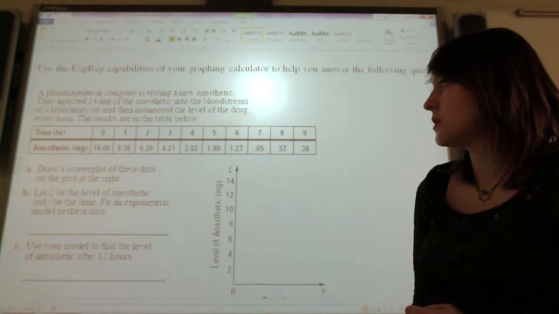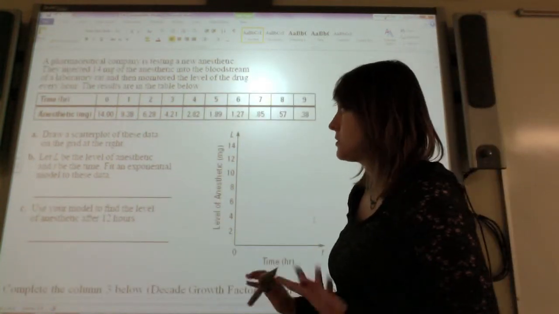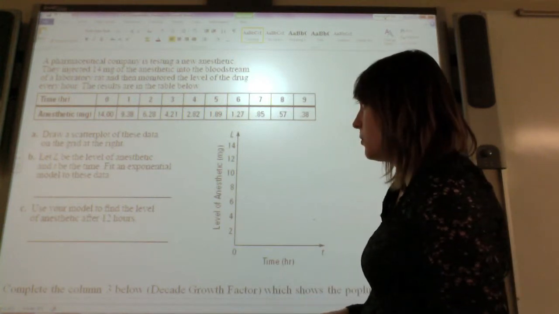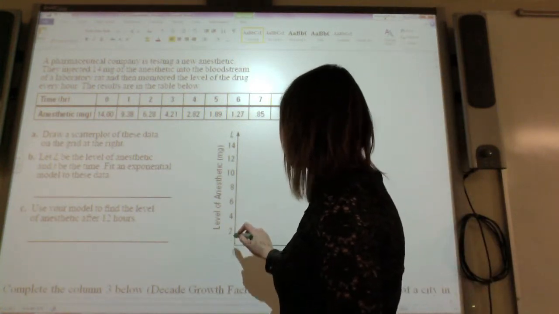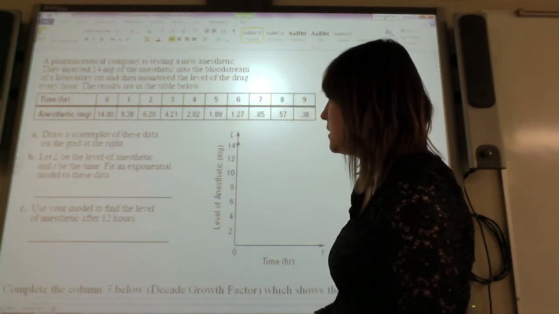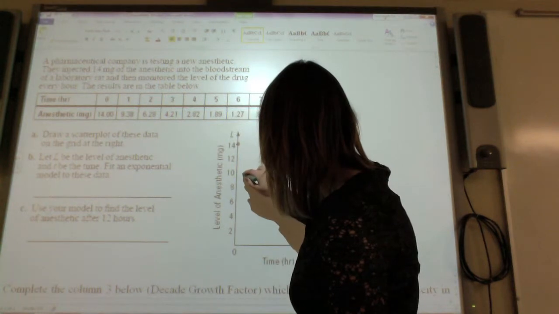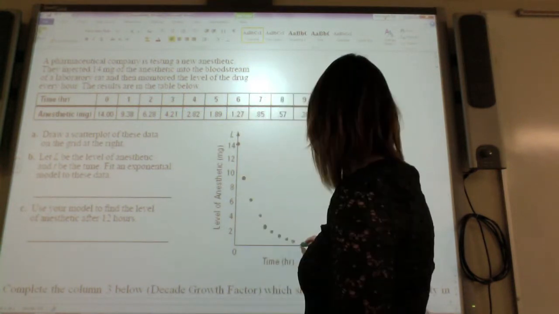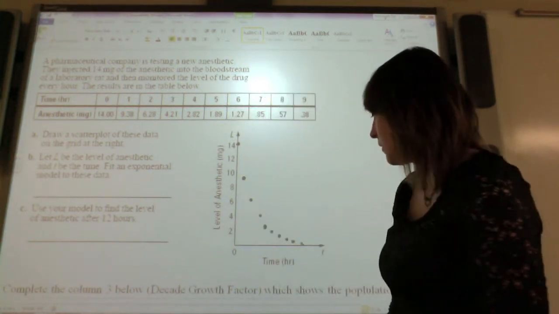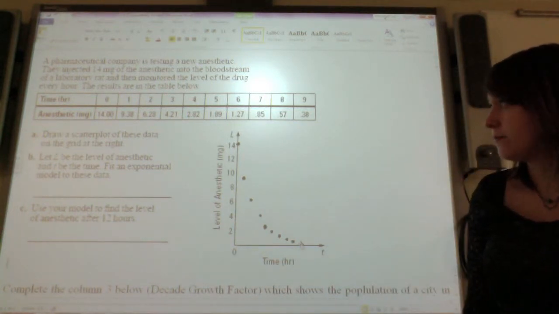First thing we're going to do is draw a scatter plot of these data on the grid at the right. So I'm just going to go through and graph each point. Okay, so 0, 14, 1, 9.3. Okay, so that is my scatter plot for this graph.